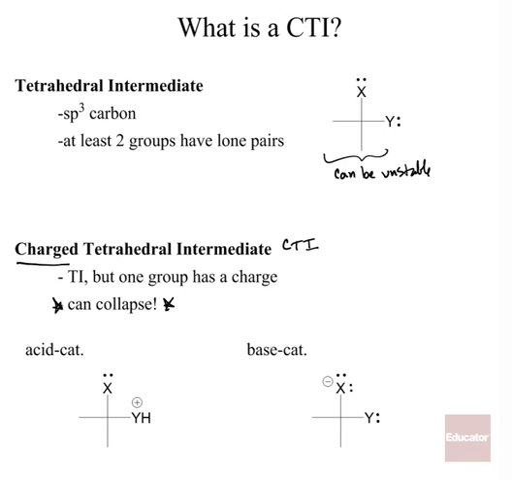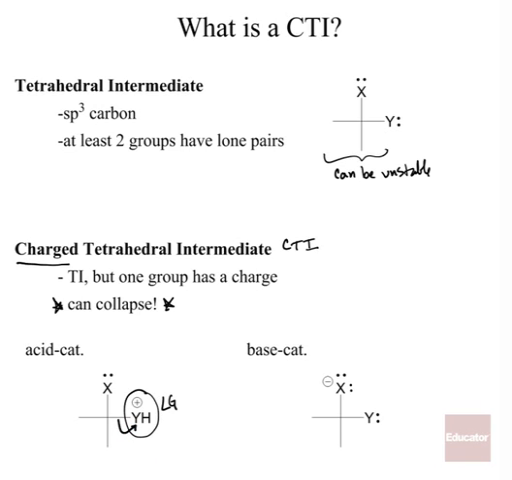Okay, now we're going to encounter CTIs in acidic conditions and in basic conditions. Of course, in this unit, acetal formation is always acidic, so we're going to get something like this. We're going to get a CTI where we have one group with lone pairs and another group with a positive charge. So what we just did, let's say, is protonate with our acid. That makes this a very good leaving group. And so what happens is that leaving group will leave.